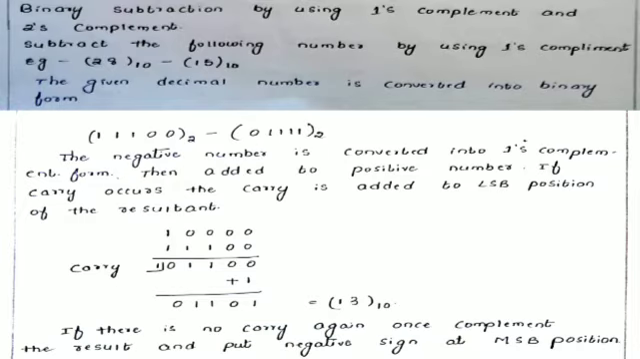So if there is no carry generated, then what happens? At that time we need to take the one's complement of the result and put the negative sign, the minus sign, before that value. For example, in this example, if carry is not generated, this is the resultant value, and we need to take the one's complement of that number.